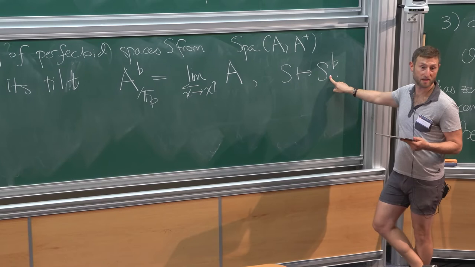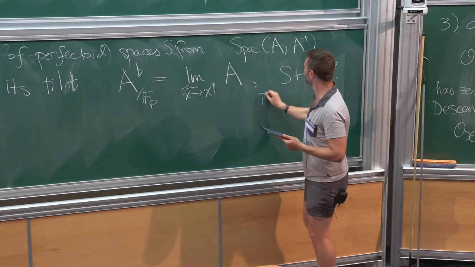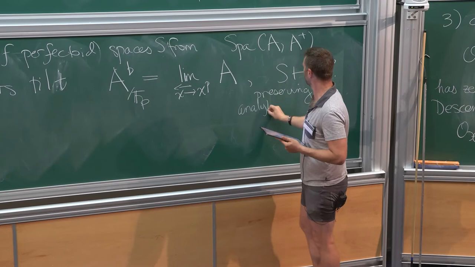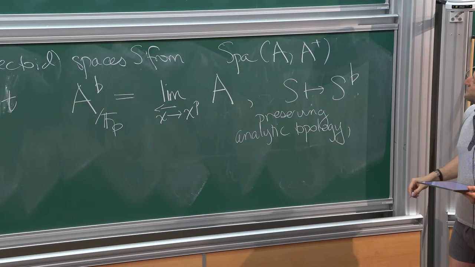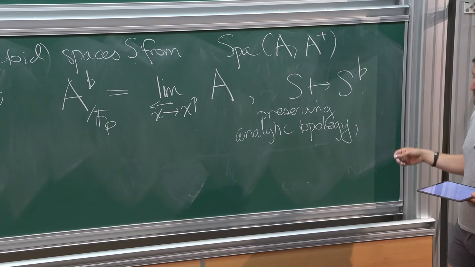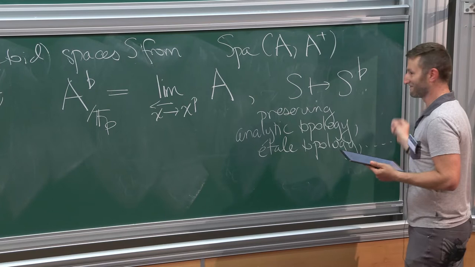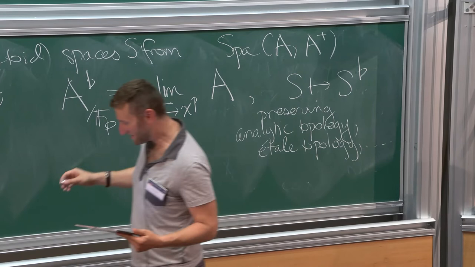So in Peter's original paper, he discusses the fact that this preserves a lot of structure. Certainly the analytic topology, so S is a topological space with some structure sheaf, so is S tilt. But in fact, the underlying topological spaces are just the same. They're homeomorphic. In fact, that homeomorphism preserves rational subsets. It's very nice. That also preserves the étale topology. Some other topologies. So this tilting basically keeps everything topologically the same. It just changes the structure sheaf.